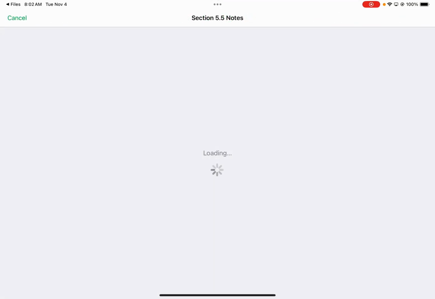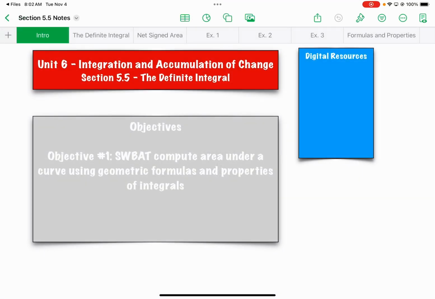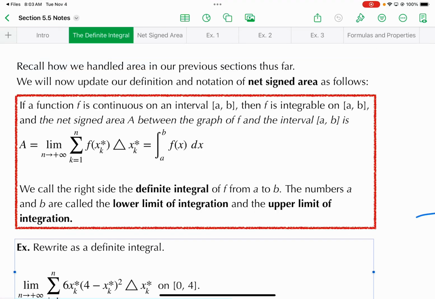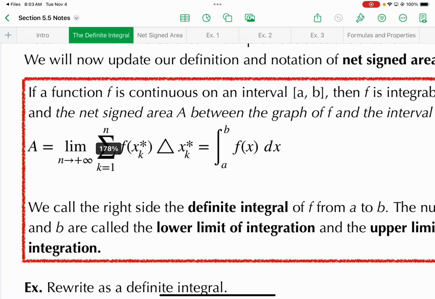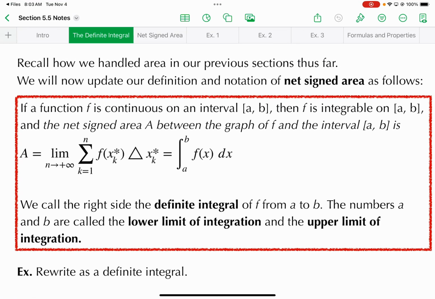In 5.5, we're going to come up with an easier notion of how to find area under the curve, and that's what we'll get at when we talk about the fundamental theorem of calculus next, okay? But we can update our definition and notation for net signed area. You guys have used it a little bit already. But again, if we have a function that's continuous on a closed interval, then it's got to be integrable on that closed interval, and the net signed area is defined as follows.